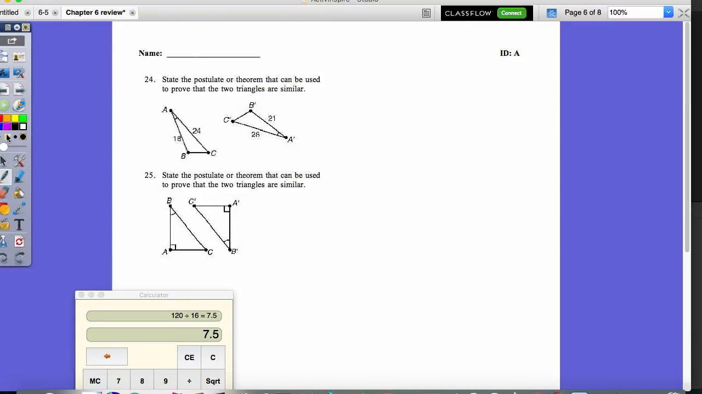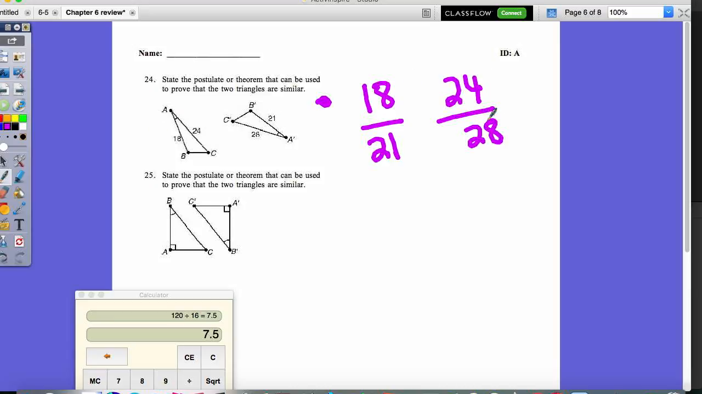Number 24. State the postulate or theorem that can be used to prove that the two triangles are similar. So in this case, you have that angle A is congruent. Actually, I'm going to do this other side first. 18 is the shorter side. 21 is the shorter side. And then 24 and 28. 24 and 28 are both divisible by 4. You get 6 over 7. 18 and 21 are both divisible by 3. You get 6 over 7. So they are similar.